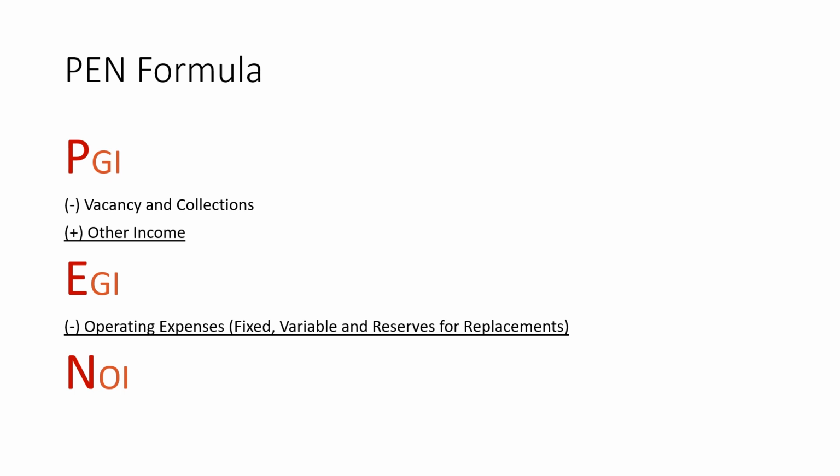Okay? So now you got that. The next thing you're going to do is you go home and open up the door and see on the table all those bills that you got to pay. So you're going to pay some operating expenses, which are fixed and variable. And then you also have reserves for replacements, which is a savings account for a rainy day.